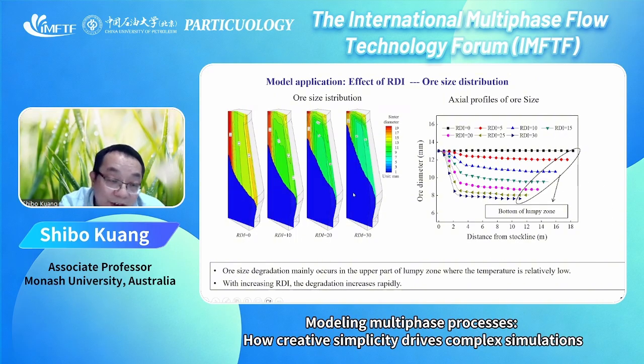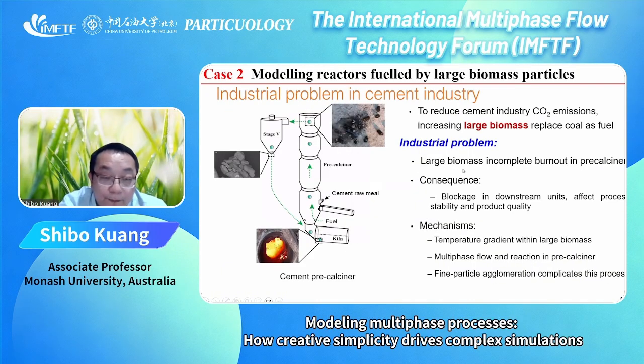Here are some typical results. We obtain the particle size distribution in our modeling. With this, we can also consider other effects when coupled with particle size reduction. So this is the first time we realize this complex phenomena simulation by combining mathematical modeling and physical experiments.